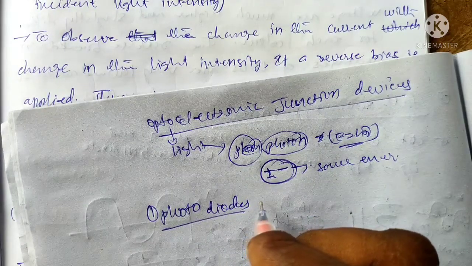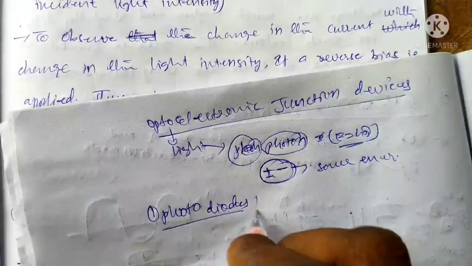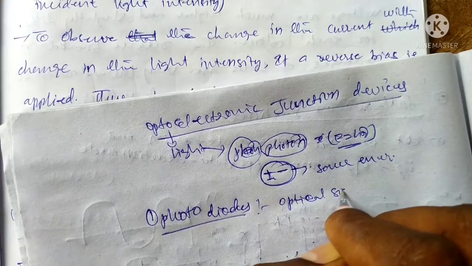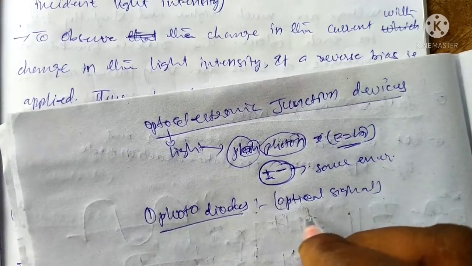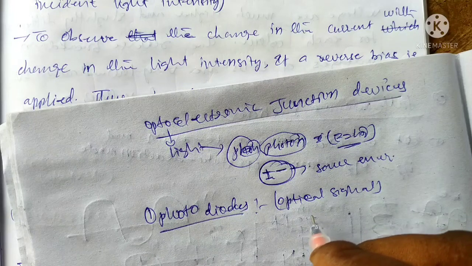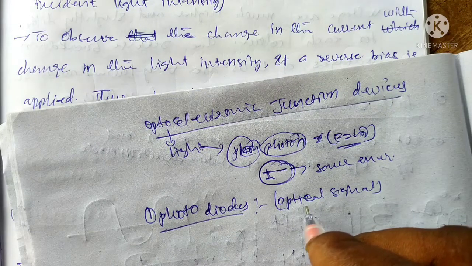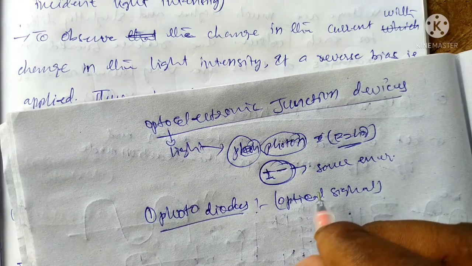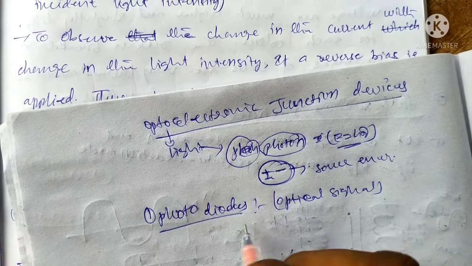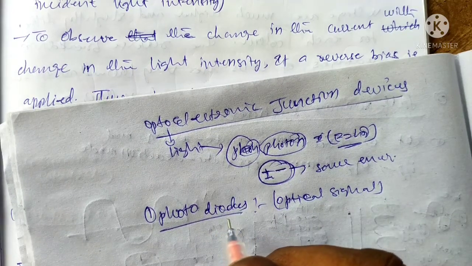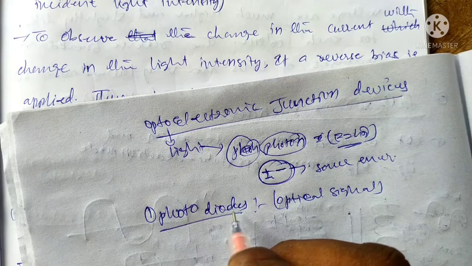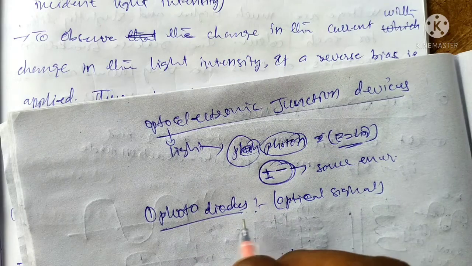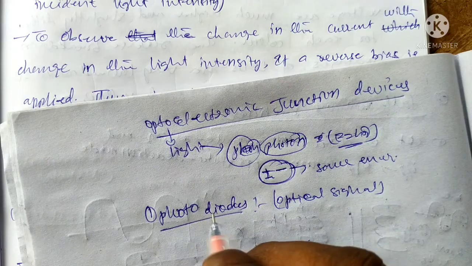Photodiodes are used for detecting optical signals, that is, light signals. Detecting means it can observe, find and measure how many signals are passing through the medium, how many signals are coming out. From the photodiode we can detect the optical signal; that is called a photodetector or photodiode.